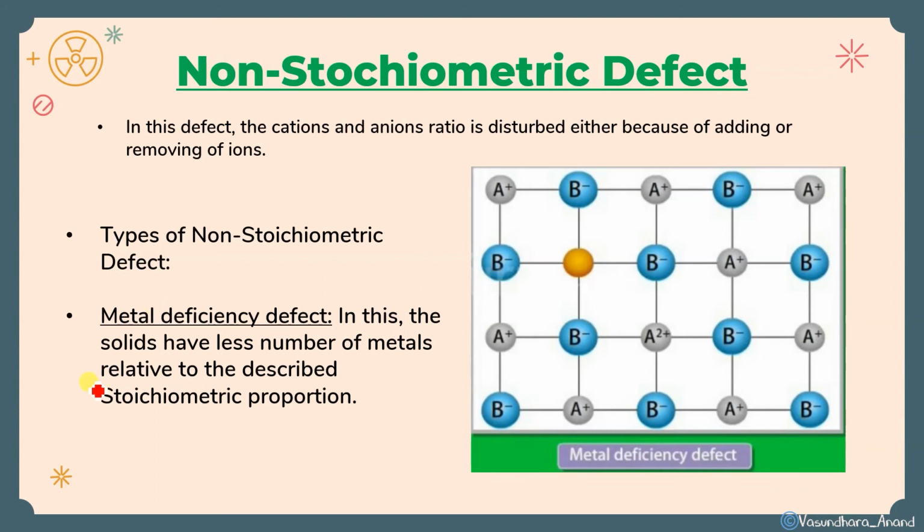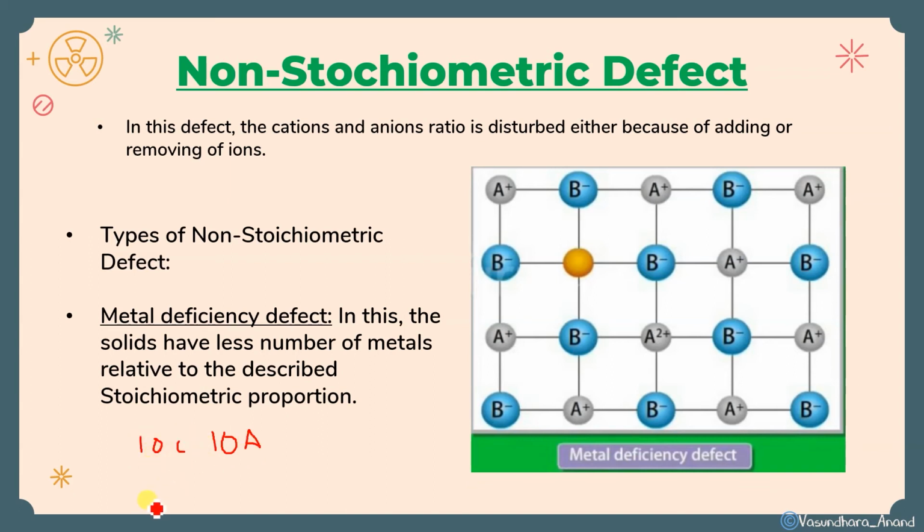Suppose in this case, how many cations are there? 1, 2, 3, 4, 5, 6, 7, 8, 9. Sorry, 10 cations and 10 anions. Suppose that 10 cations and 10 anions are there. Any problem in this? Okay. What will happen in this case? Metal deficiency defect, meaning the cation should be less. The number of cations will decrease.